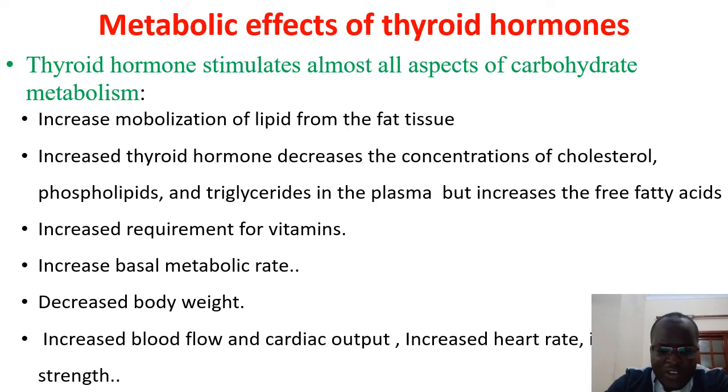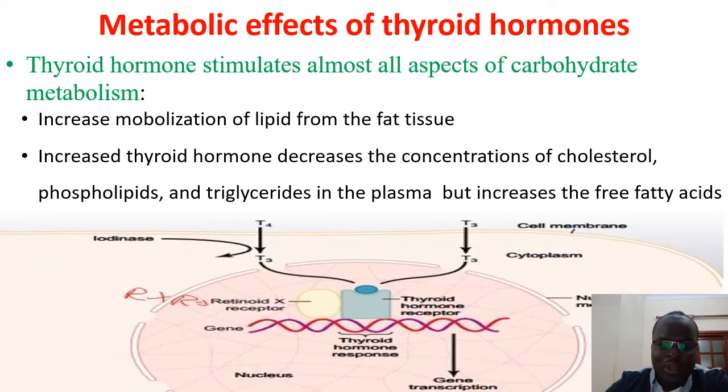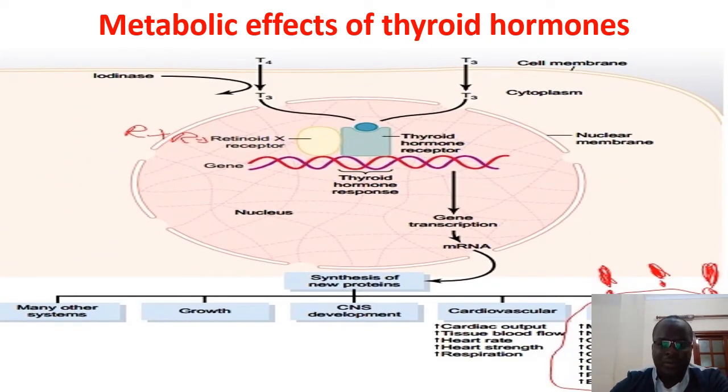And increased blood flow and cardiac output, increased heart rate, and increased heart strength. The thyroid hormones are going to increase the cardiac output because metabolism is increasing. The heart rate is going to increase, and also the strength of contraction is going to increase. The blood flow is also going to increase. So basically the metabolism of the body is increasing.